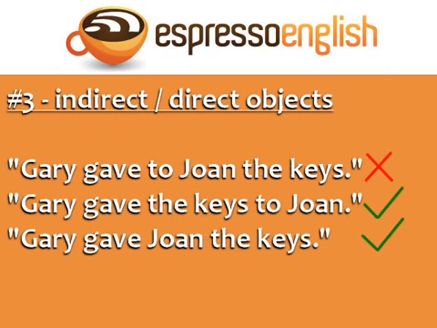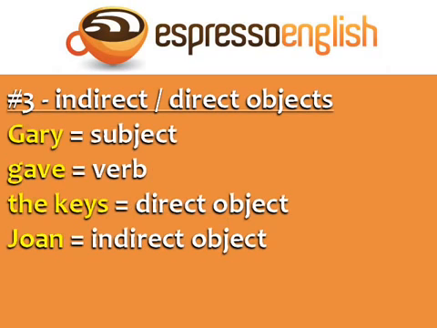Number 3. Indirect and direct objects. Gary gave to Joan the keys is incorrect. The correct sentence is, Gary gave the keys to Joan, or Gary gave Joan the keys. Let's look at the parts of this sentence. Gary is the subject, gave is the verb, the keys are the direct object, and Joan is the indirect object.